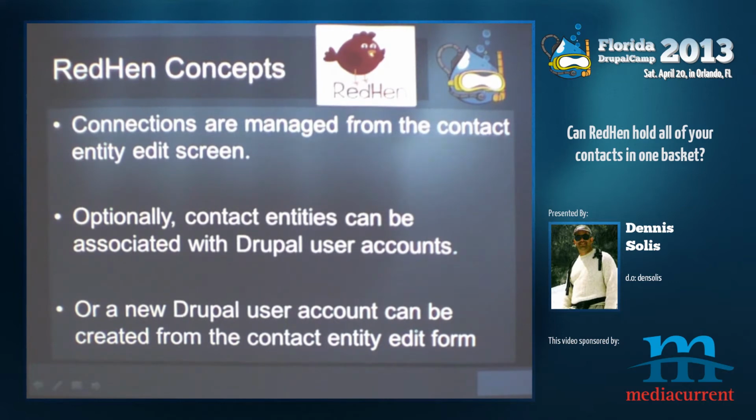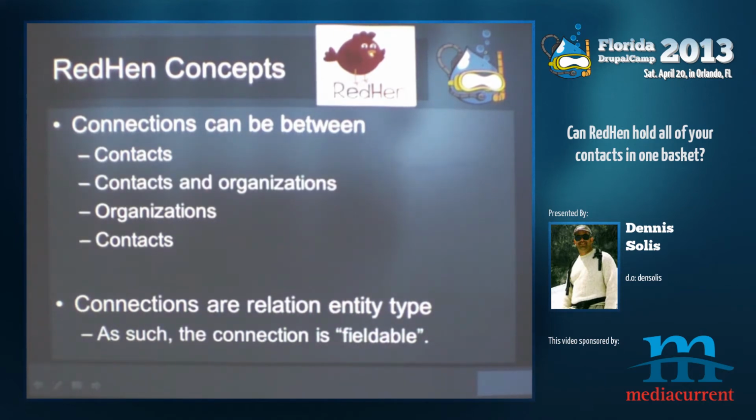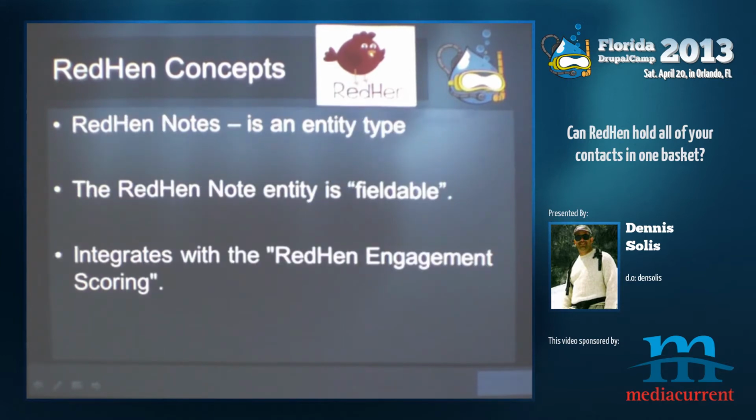You can either associate with an existing account or you can create a new account. We can keep track of the connections between our contacts and other contacts, or the organization of contacts. Keep track between organizations and other organizations. So, the entity notes, or RedHen notes.